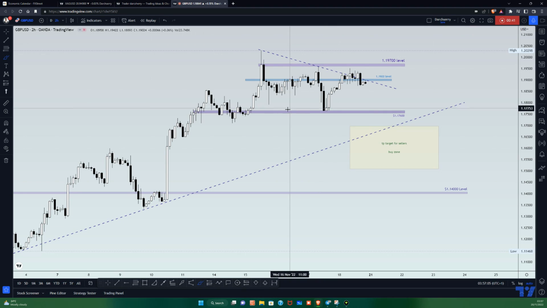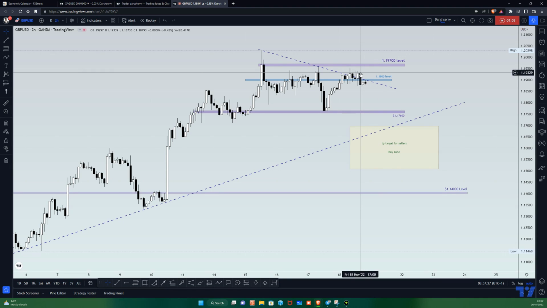And from a technical standpoint, when we have a flat channel like this, it is important that we remain patient to wait out for a signal, which is likely going to come in the form of a breakdown or a breakout of the channel to give us a leverage of where price might be heading to with the structure.